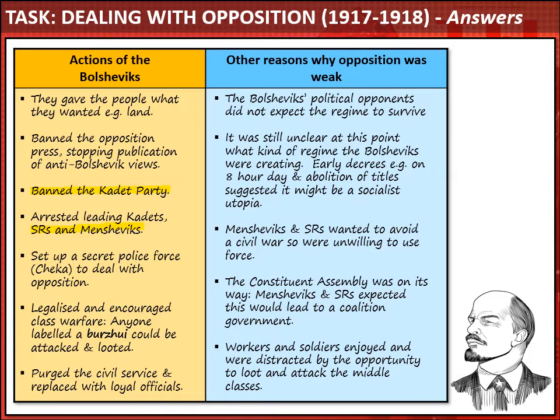But the Mensheviks and the SRs were not willing to get involved in any violent opposition to the Bolsheviks at this point, because they feared this would lead to a civil war, which they wanted to avoid. And in any case, the Bolsheviks and the SRs were pinning their hopes on the arrival of the Constituent Assembly. And they expected that when the Constituent Assembly was called, it would draw up arrangements for the future government of Russia, and that would be a coalition government where all the socialist parties would work together.